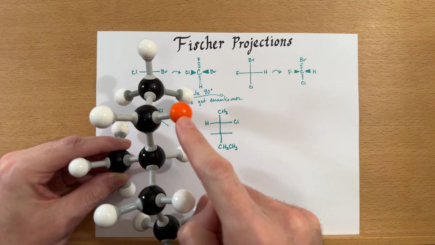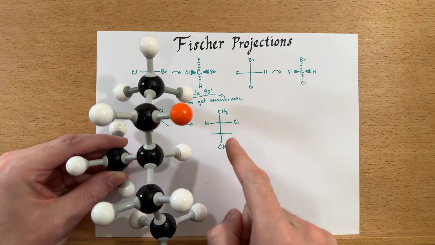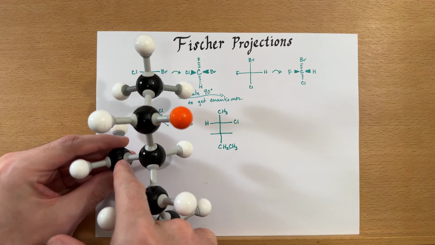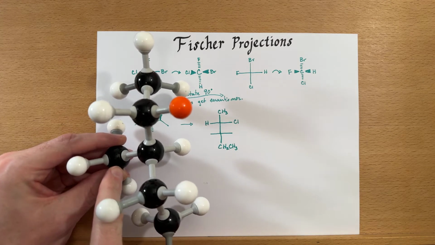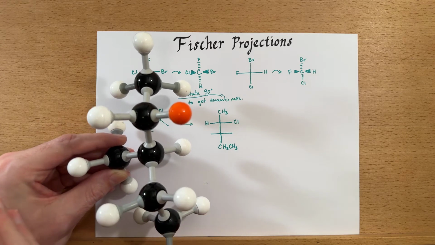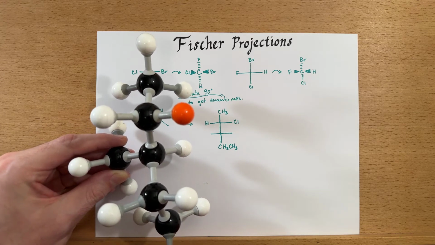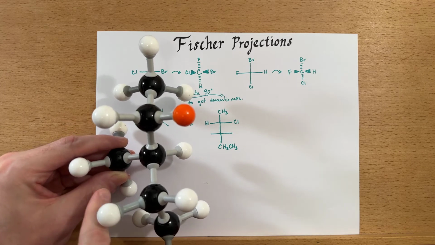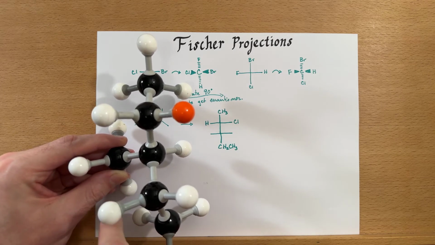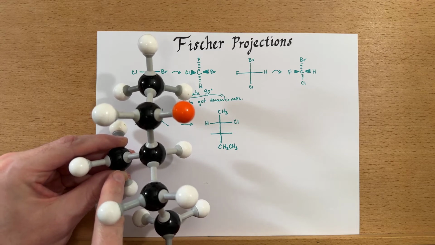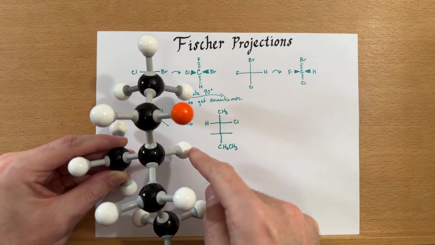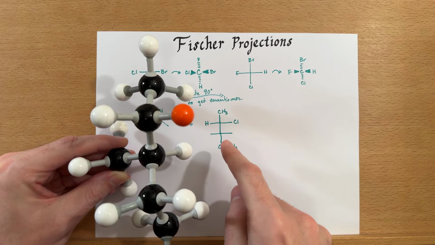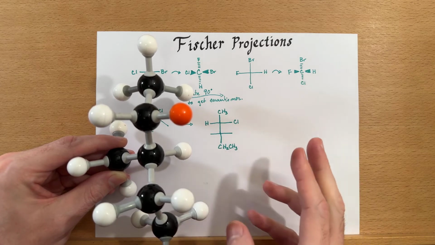This was facing up and it's on the right side. This, you would think, would go on the left side because, well, it's on the left side of the molecule here. But it's facing down. And Fischer projections only work when what you're drawing on here is always facing up.